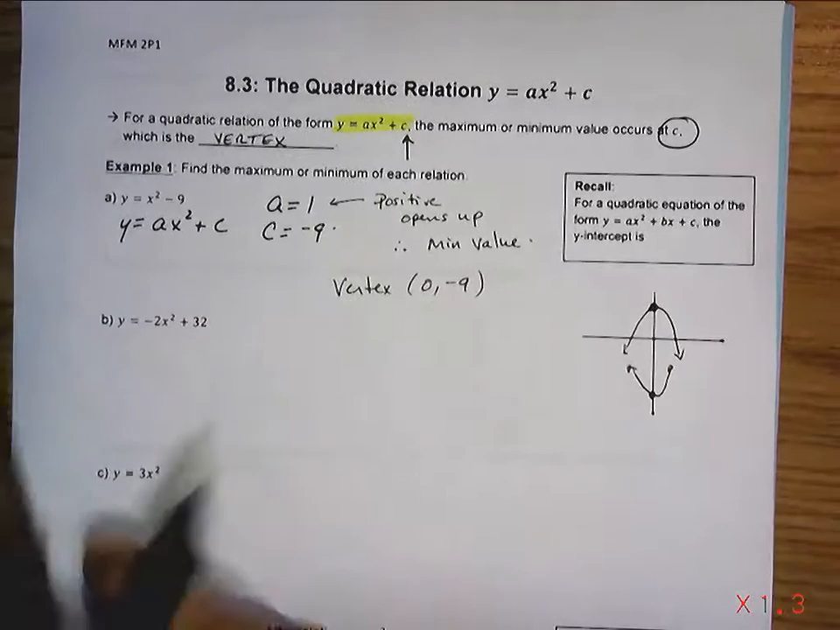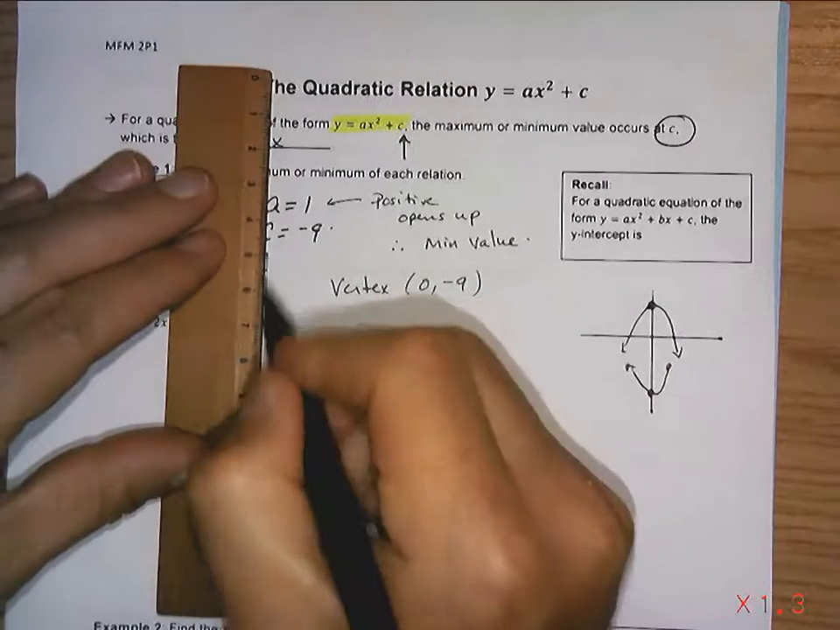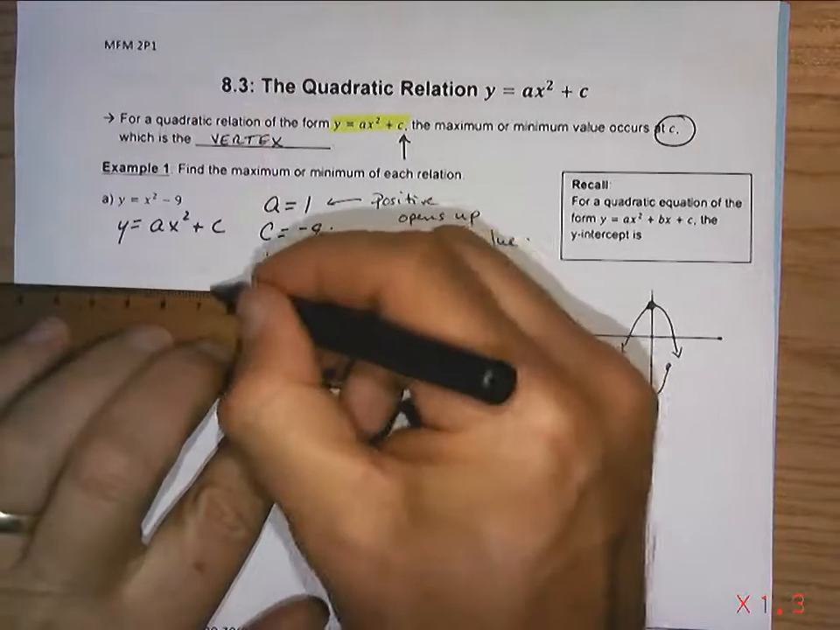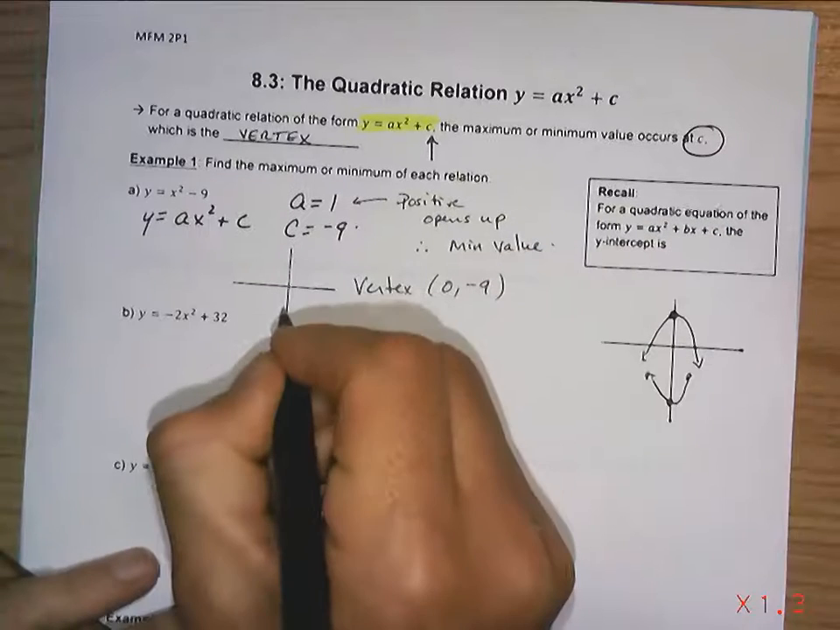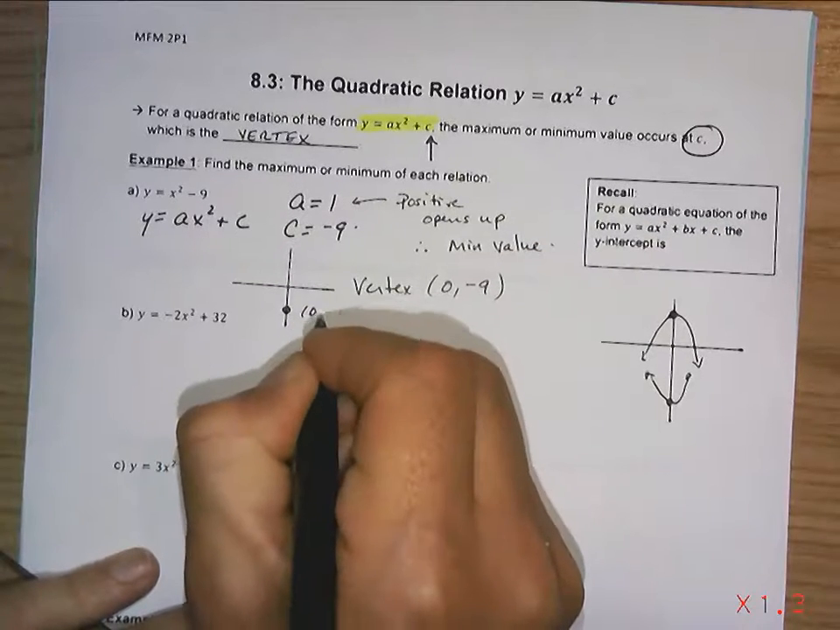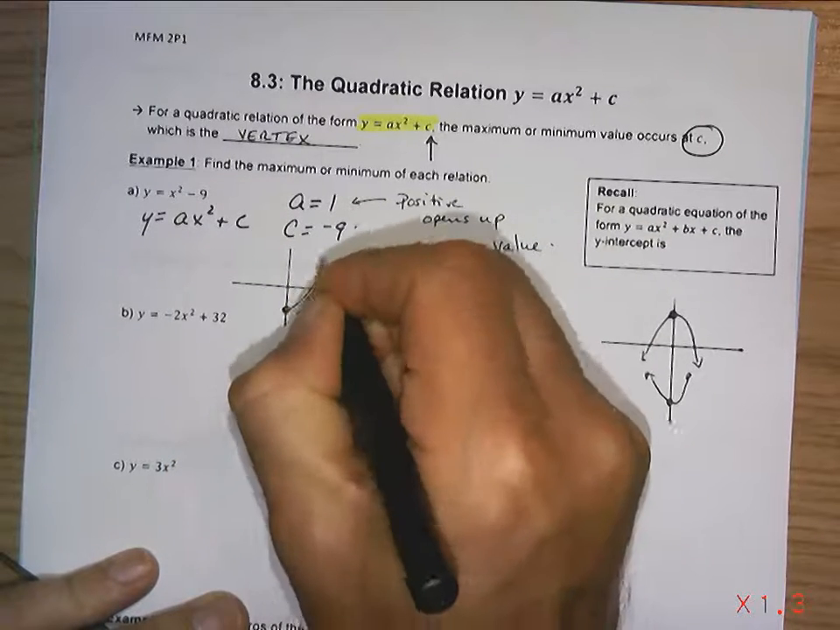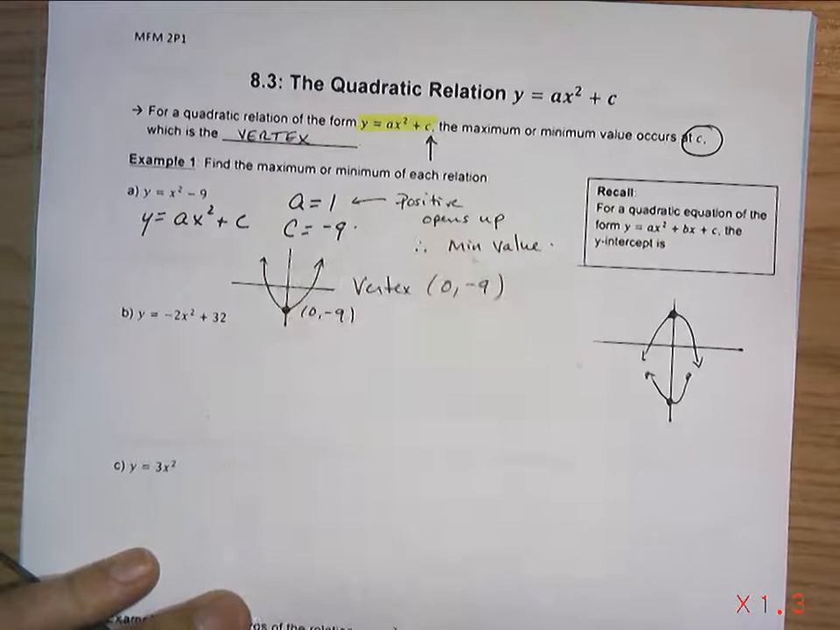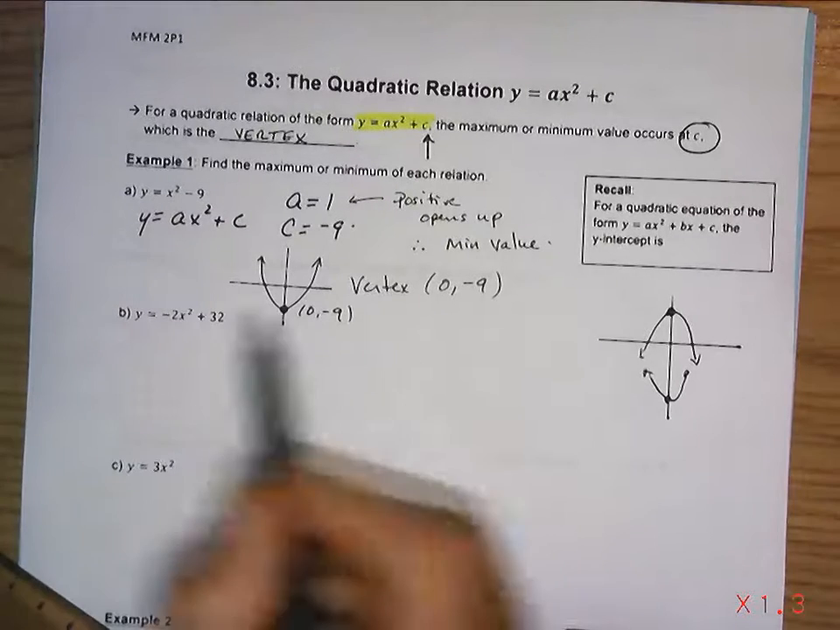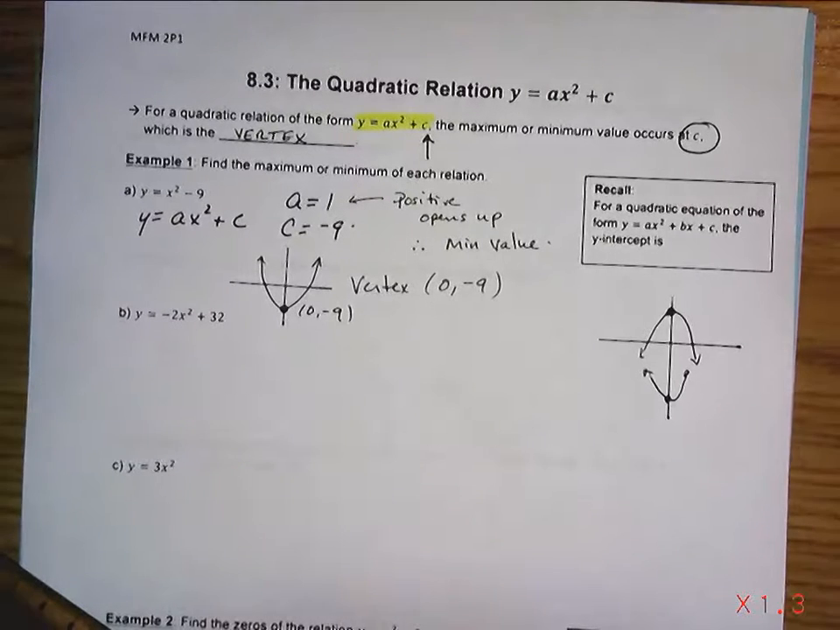And that's going to be its lowest point. So if I had to make a rough sketch of this little parabola, just knowing what I know here, I know that it would be at (0, -9), and it would open up. That's how much I know about this based on the fact that it's x squared minus 9. Okay, so let's do another one.